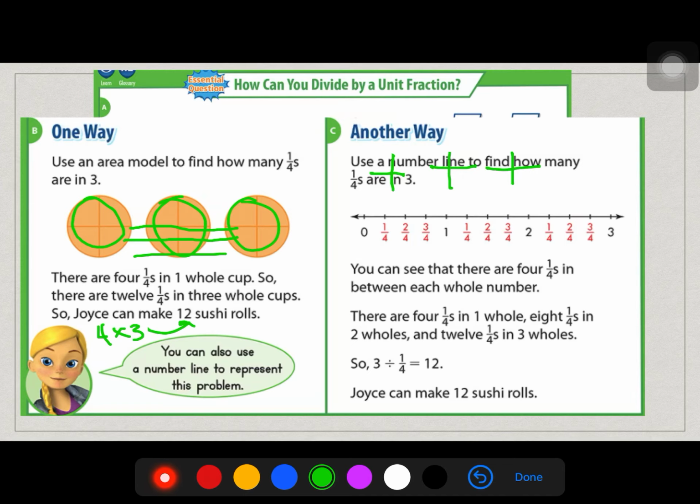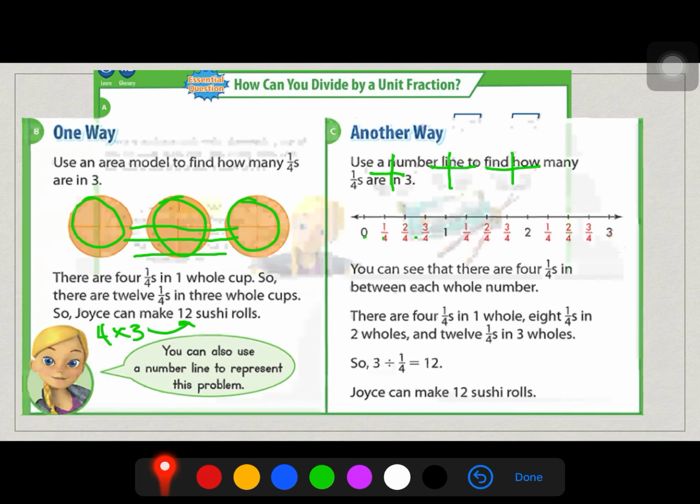I could use a number line to find this, and I could model 3 and really literally be dividing that into fourths. And look, I have 1, 2, 3, 4, 5, 6, 7, 8, 9, 10, 11, 12. You can see that there are 4 1/4 in between each number. There are 4 1/4 in 1 whole, 8 1/4 in 2 wholes, 12 1/4 in 3 wholes. So 3 being divided by 1/4 is 12. Joyce can make 12 sushi rolls.